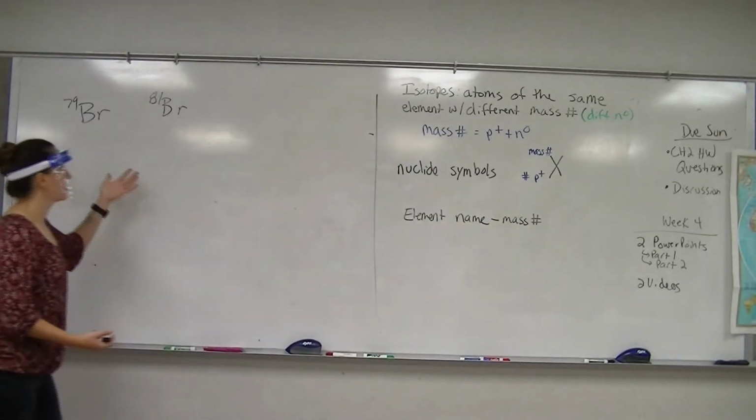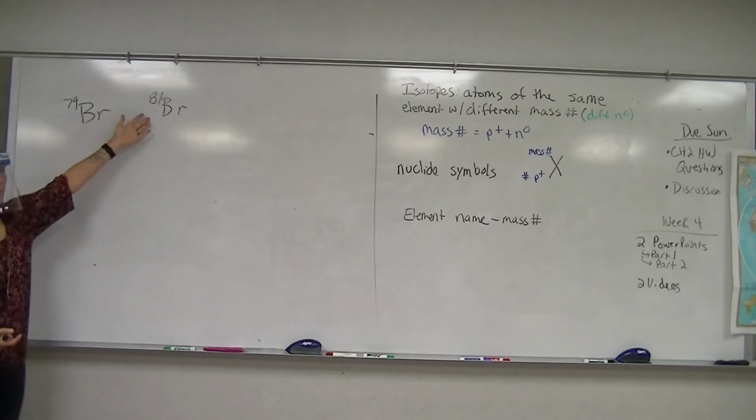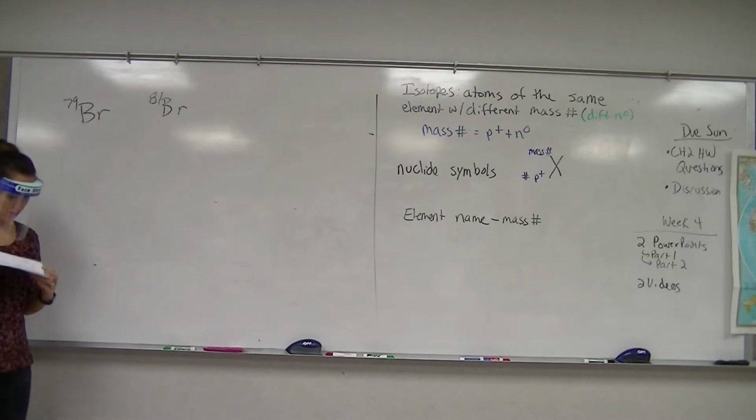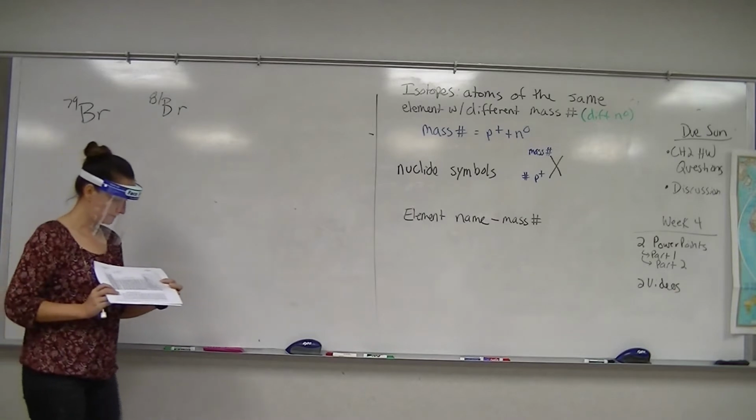Oftentimes, when you are given isotopes, that number is omitted because if you know what element you're talking about, you can figure out the number of protons, because that never changes. How do you figure it out? You look up bromine on the periodic table.